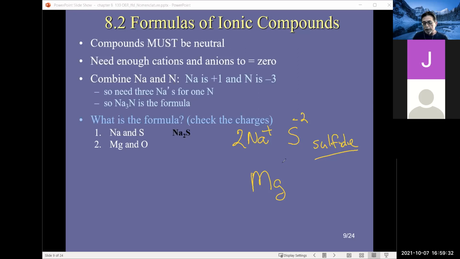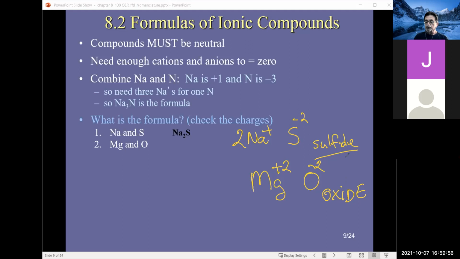Well, what do we know about magnesium? We're going to find it. It's in group 2. It's a metal. It's going to lose electrons. +2 charge, okay? Oxygen, like sulfur, is in group 6. It will gain 2 electrons because it's a nonmetal. Plus, oxygen now becomes, name-wise, oxide, okay?